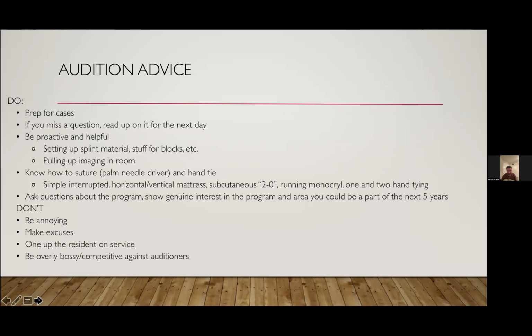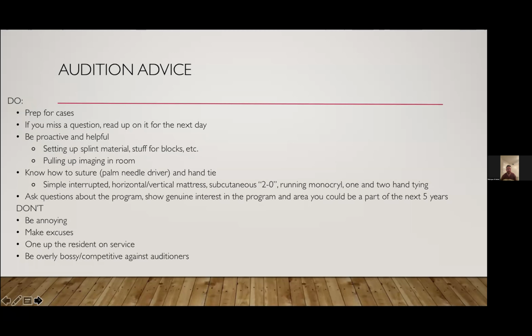Don'ts. So, being annoying. It's a vague statement, but essentially having situational awareness is more of the driving factor there. Knowing when is an appropriate time to ask a question, or knowing when is an appropriate time to step in and help move a patient or something along those lines. Making excuses: take ownership for things that went well or things that didn't go well, and try to keep improving.